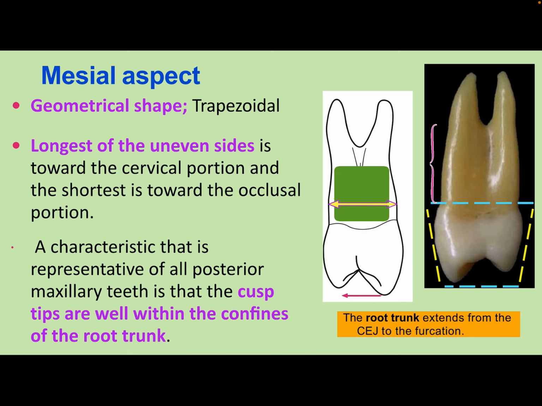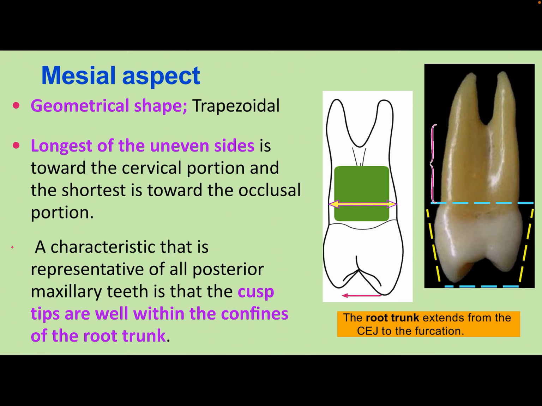A characteristic that is representative of all posterior maxillary teeth is that the cusp tips are well within the confines of the root trunk. We can see the cusp tips, that is the intercuspal distance, the distance between the buccal cusp tip and the lingual cusp tip, is much less. It lies within the confines of the root trunk itself.